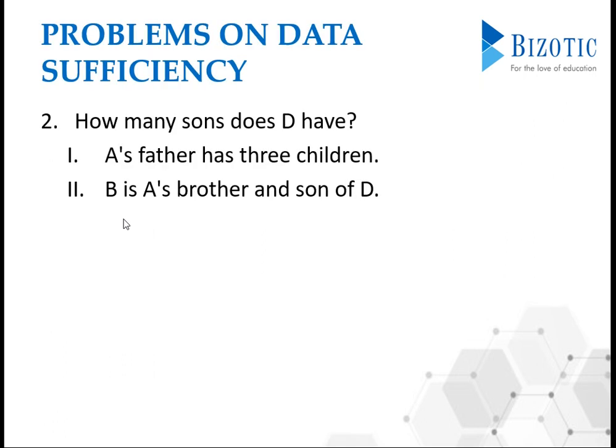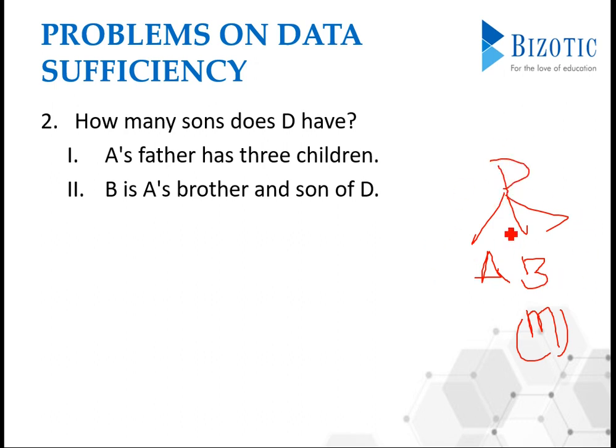How many sons does D have? Okay, A's father has 3 children, including A. And then what else? B is A's brother. So there's a person by the name B who is A's brother. So that means B is male. And now they have asked how many sons does D have? D has 3 children, but we don't know the sons because B's sex is mentioned as male, but we are unknown about A and C. But most of you will end up making the mistake that A and B are both sons. So definitely not, because A's and C's sex is unknown.